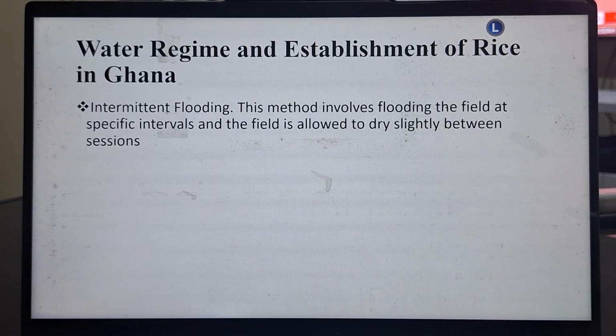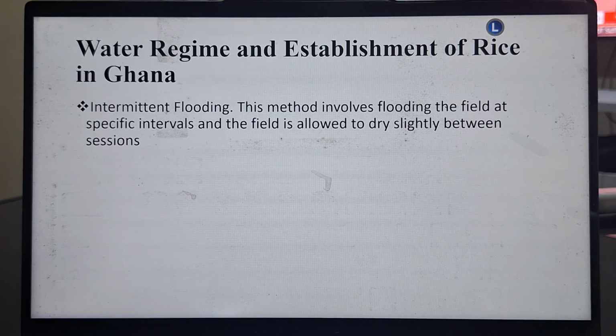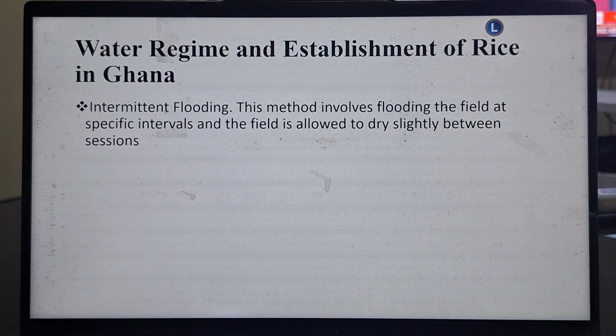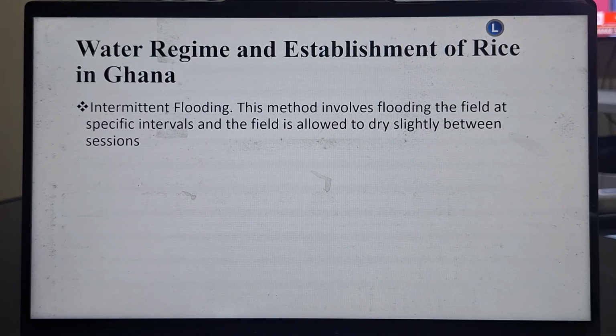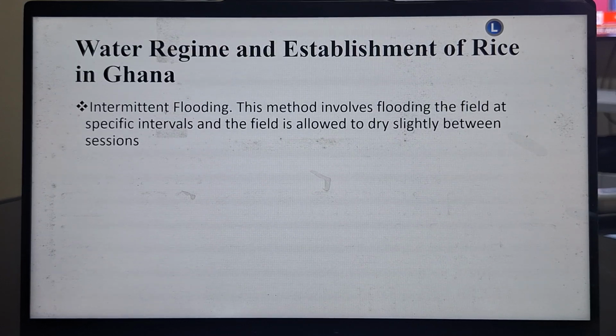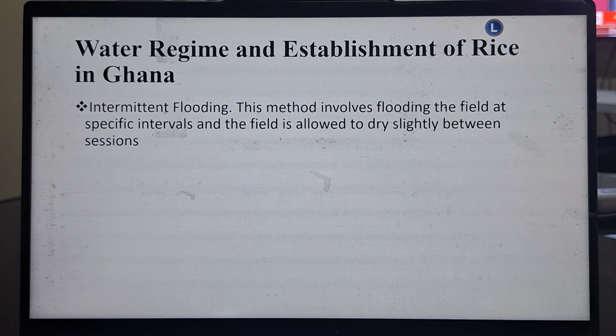The next and final regime we are talking about is intermittent flooding. This method involves flooding the field at specific intervals, and the field is allowed to dry slightly between sessions. This kind of falls within the flooding method. For example, the field can be flooded for 2 days, then the field is allowed to dry for another 2 days, and then you come in again to water or irrigate the entire field.